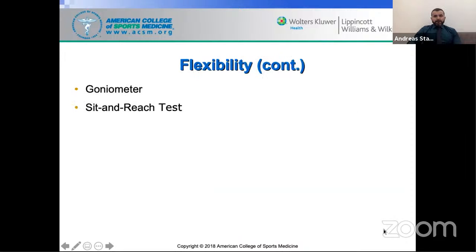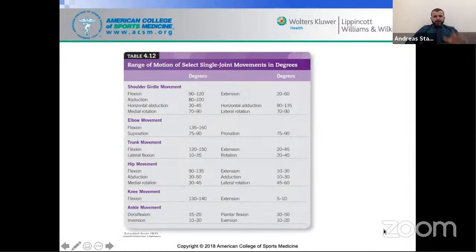And how do we measure that? Through a goniometer. A goniometer is an apparatus that can really give us information about angles, right? So we put it there and we can see the degrees, and the sit and reach test. These are some ranges that are expected for single joint movements.